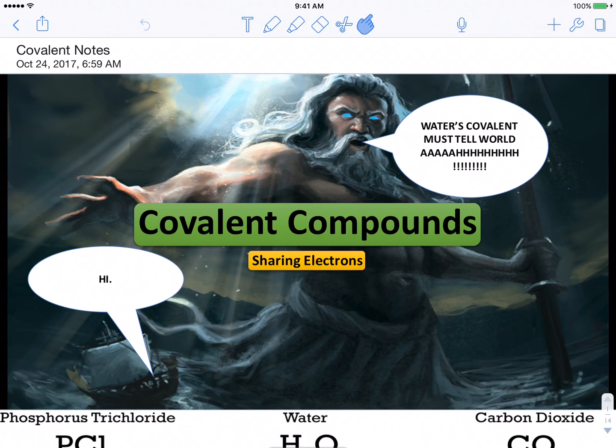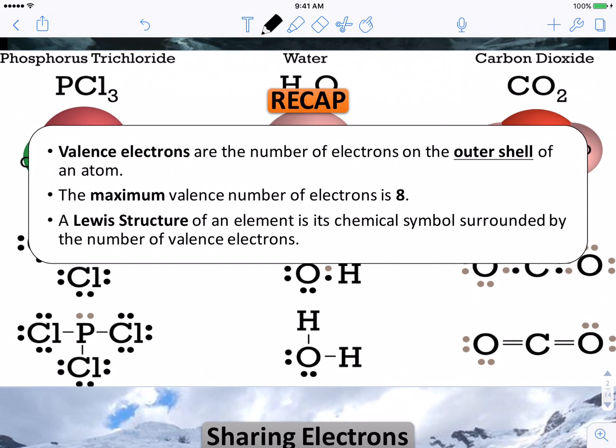Here we're looking at a picture of Poseidon. Poseidon was the Greek god of the sea, and the reason I have Poseidon up here is because water, being Poseidon's domain, is something called a covalent compound. The reason it is covalent is because it is made primarily of two nonmetals. And when you have two nonmetals bonding together, typically you have what's called a covalent bond, or the sharing of electrons. So we're going to look at that through these next few slides.